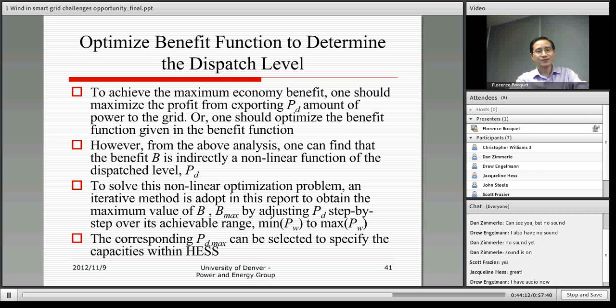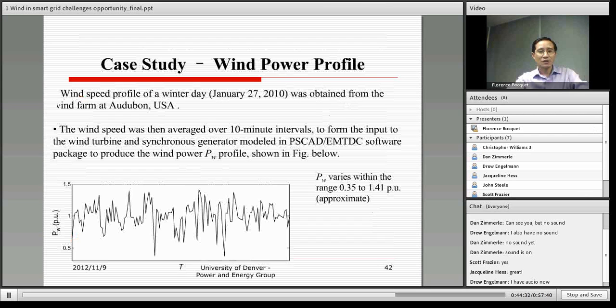Of course, it's constant. So that is the idea. To achieve the maximum economic benefit, we should maximize the profit by dispatching PD to the power grid, right? So that is the idea. And based on that, we design the capacity of the batteries and the supercapacitor.